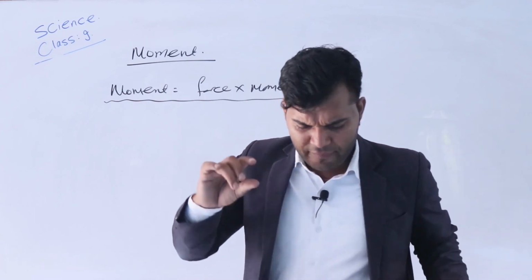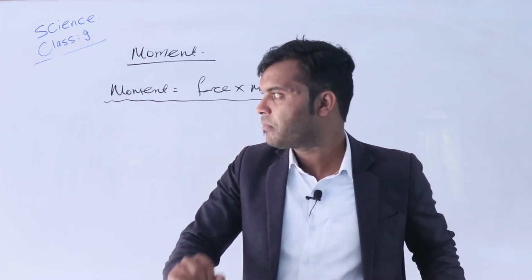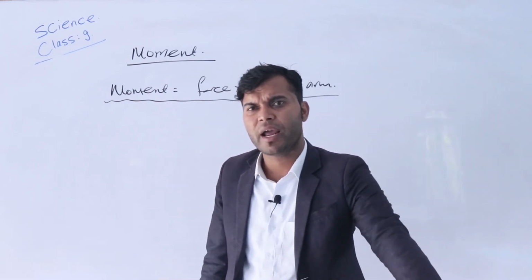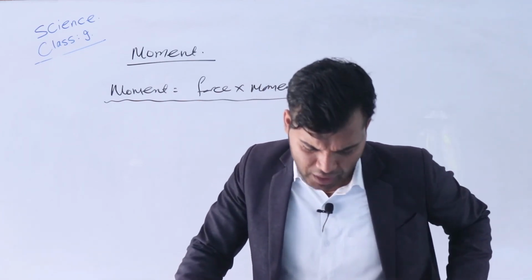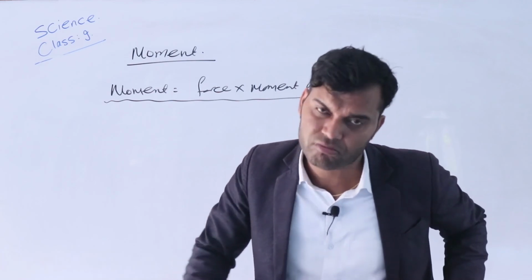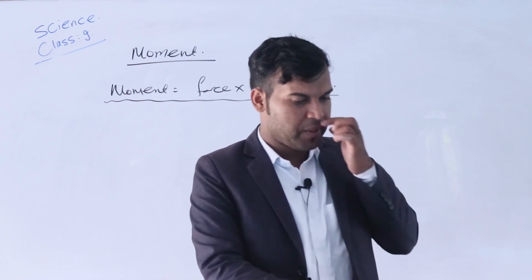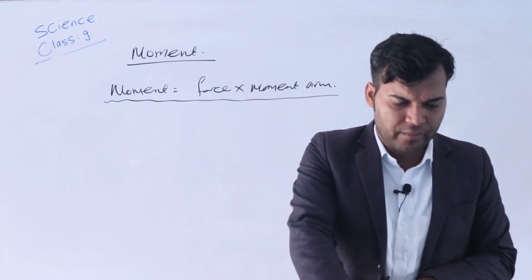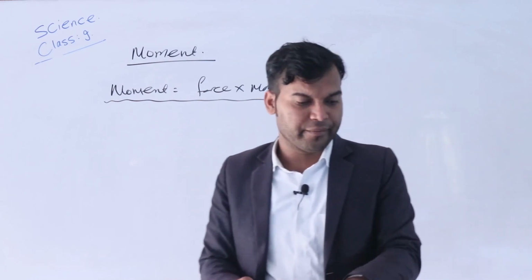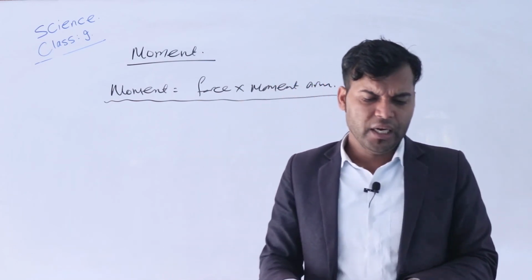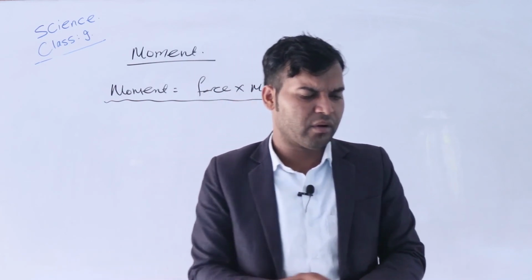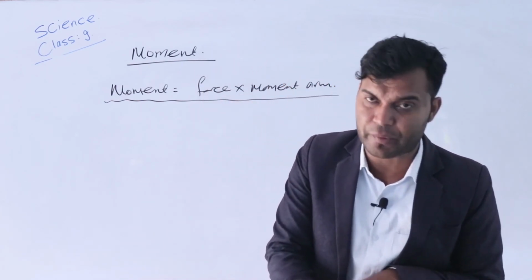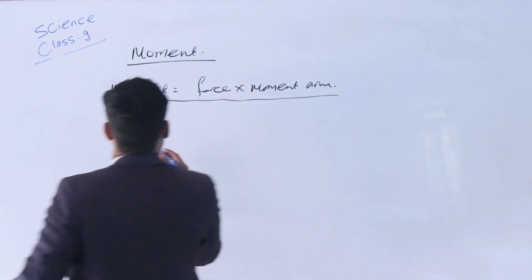There are two types of moment: clockwise moment and anti-clockwise moment. The clockwise moment is always equal to the anti-clockwise moment, isn't it? Okay. Law of moment. In an equilibrium condition, the sum of the clockwise moments and the sum of the anti-clockwise moments produced at a point are equal. Law of moment.